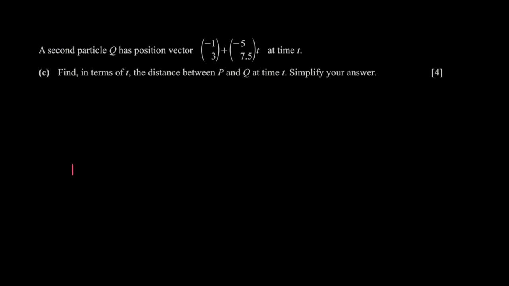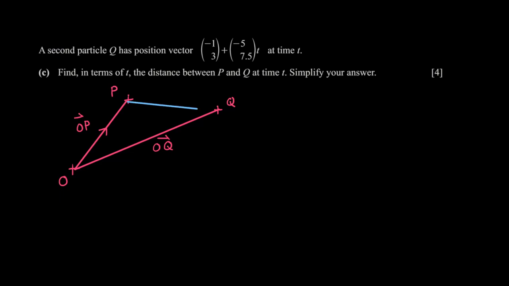Well, again, I think it's best just to draw a diagram. Here's our origin point. Let's imagine that P is here at some point of time and Q is here. Okay, so I'll draw the vectors like that and like that. So this vector here is going to be OP, and this vector here is going to be OQ. And what are we being asked to find? We're being asked to find the distance between P and Q. In other words, we're being asked to find this distance here, from P to Q.